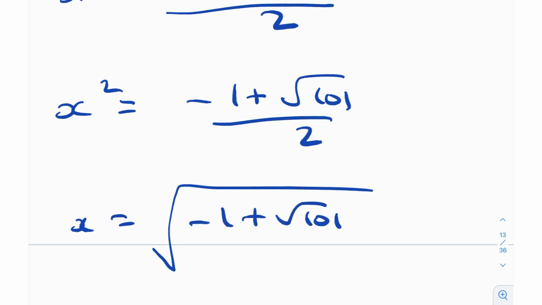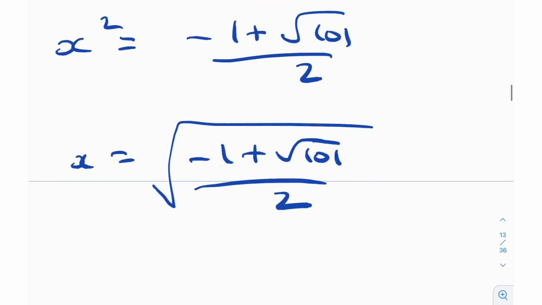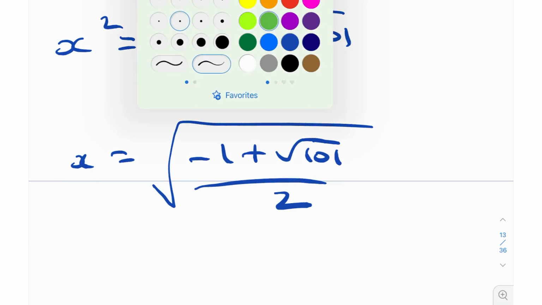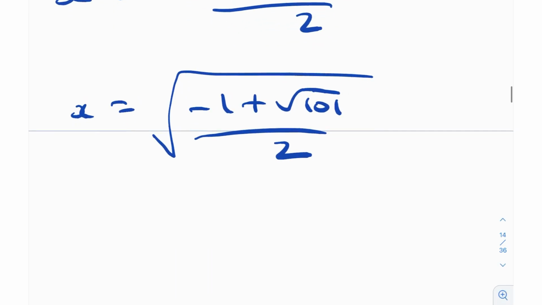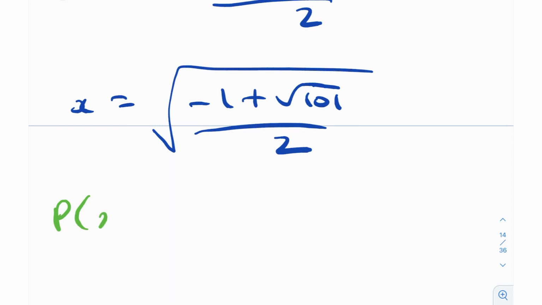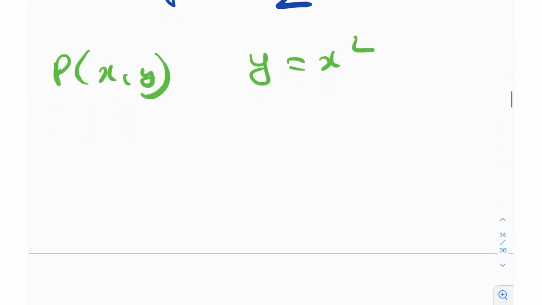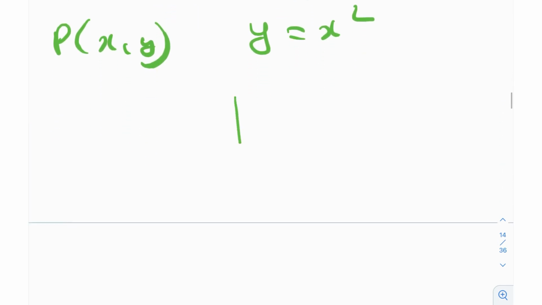Negative 1 plus root 101 by 2. Okay, great. So now we've found this point P. P is (x, y), and once you've found x, y is nothing but x squared, so you can find y as well. And I think that's really interesting because now the problem is essentially solved. To remind you what the diagram looked like.